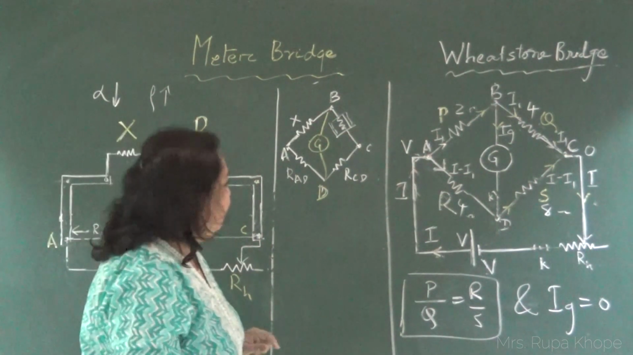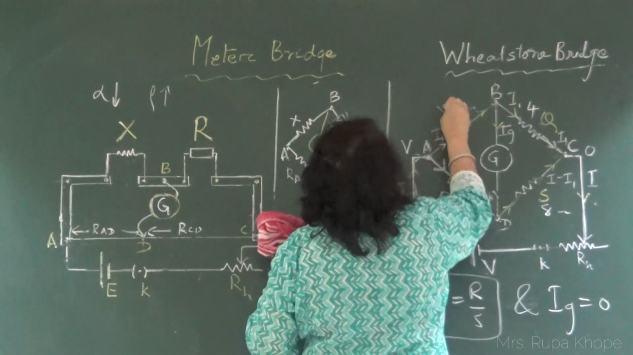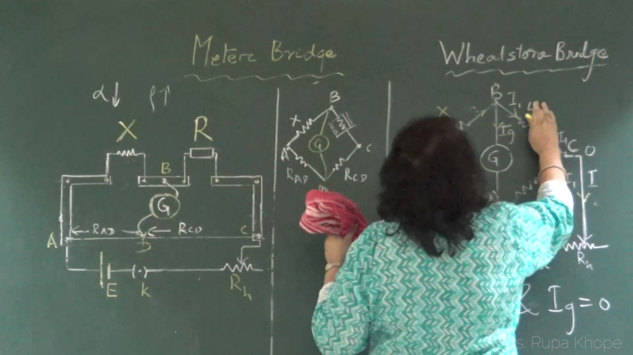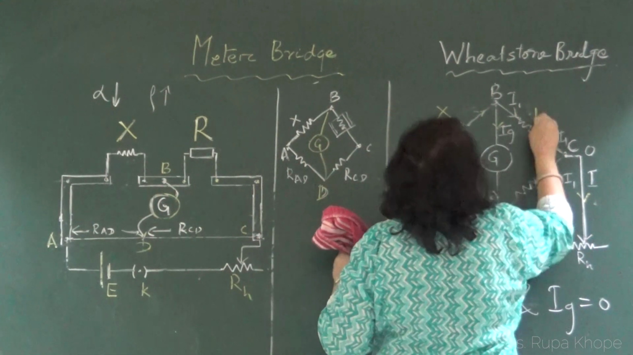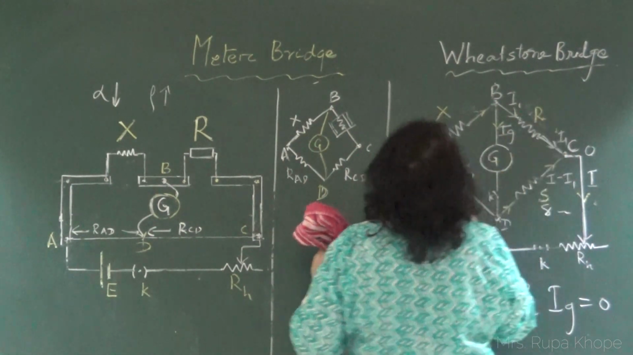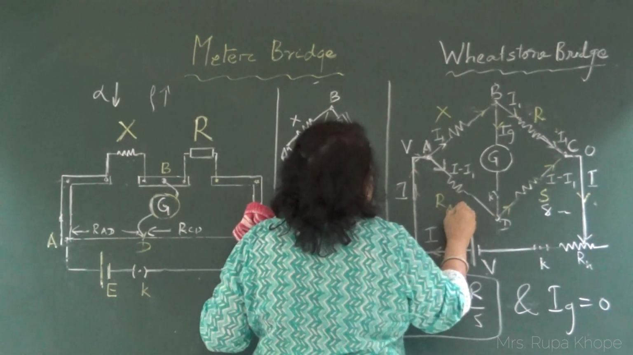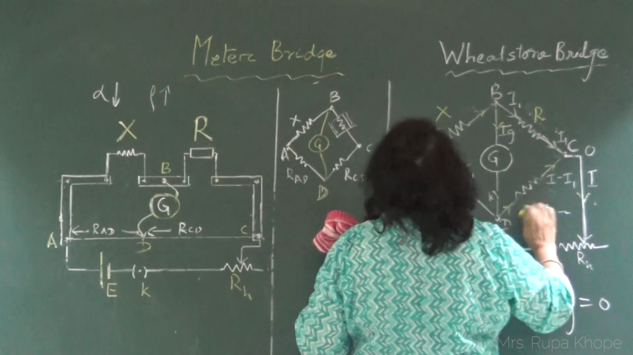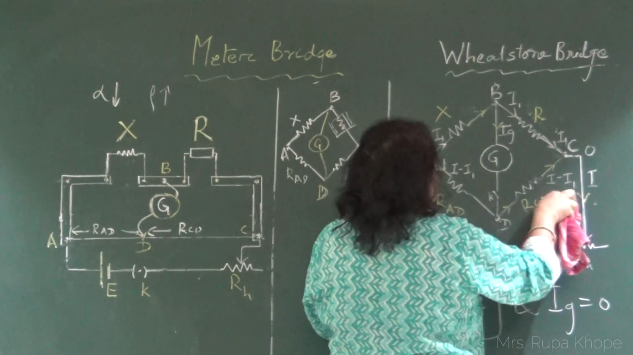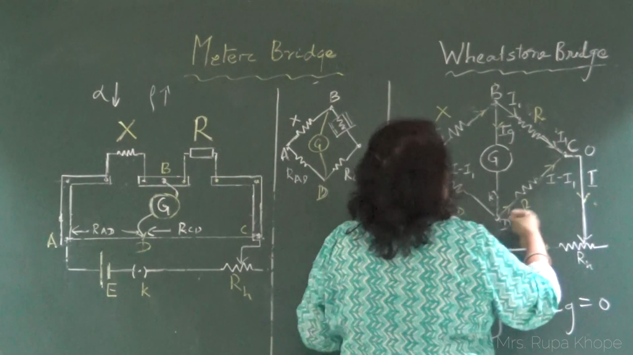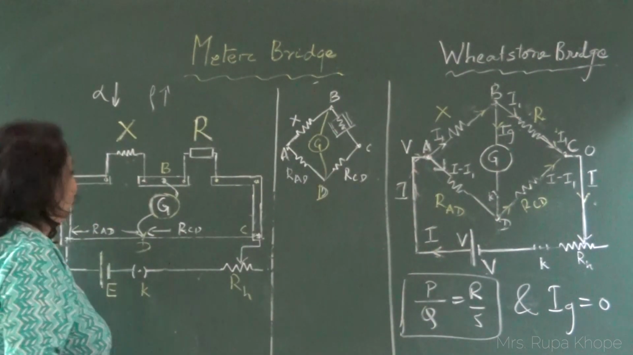Now, I will do one thing here. I will write here X. I will write here, what is this? Resistance box R. Here I will write RAD. And here I will write RCD.